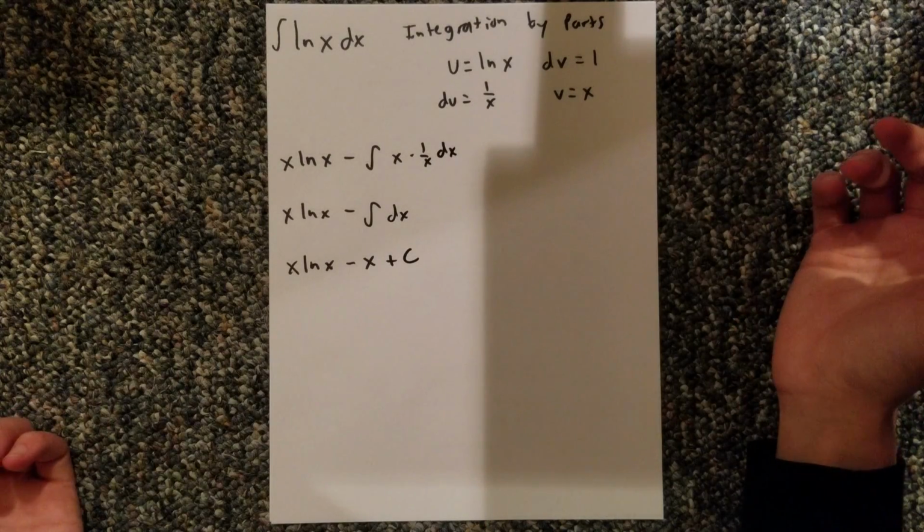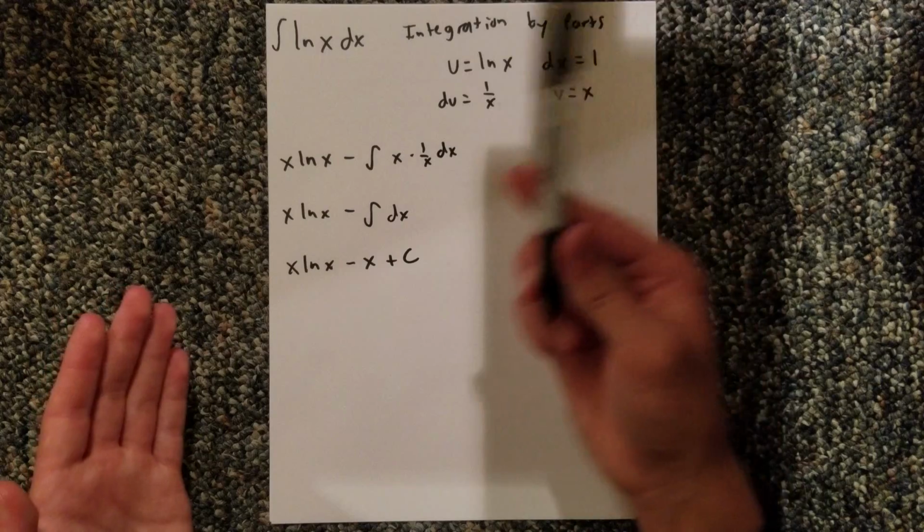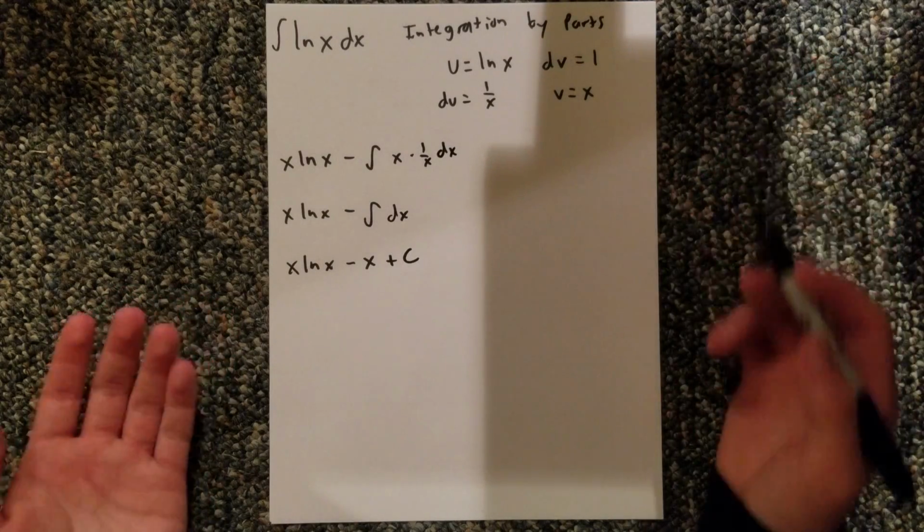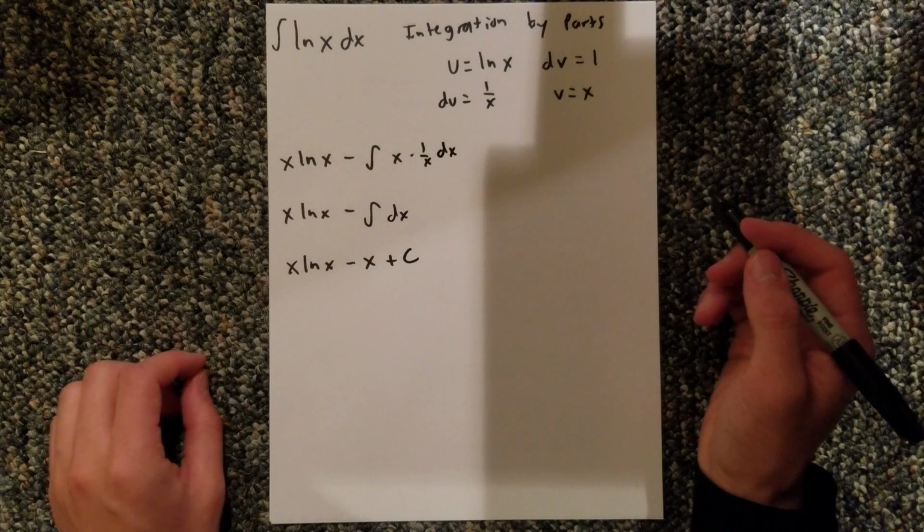So that's really it for this problem. The main thing is just realizing that for an integration by parts problem, you can use 1 as one of your parts.